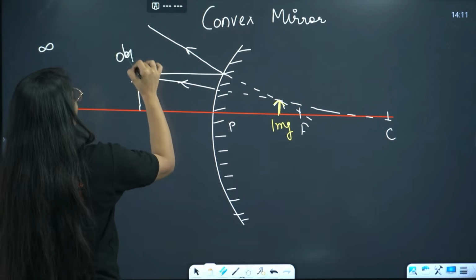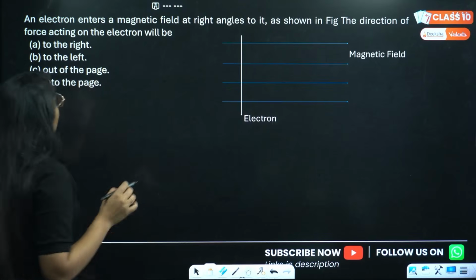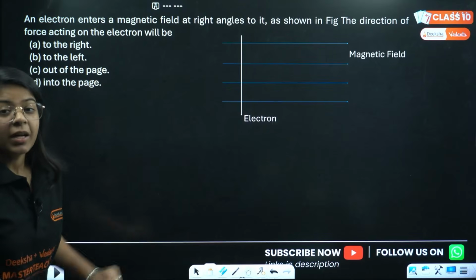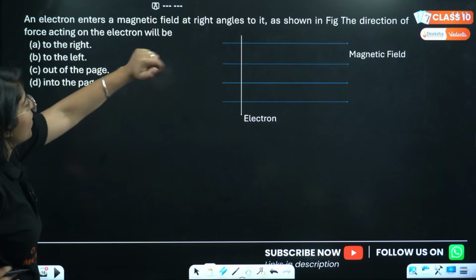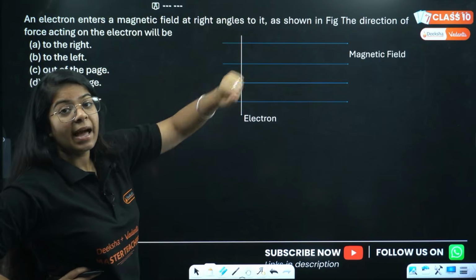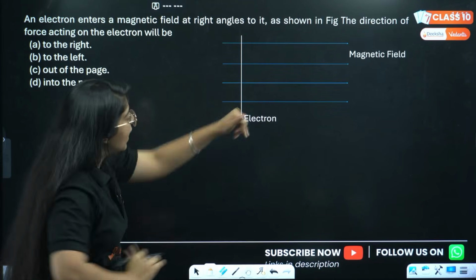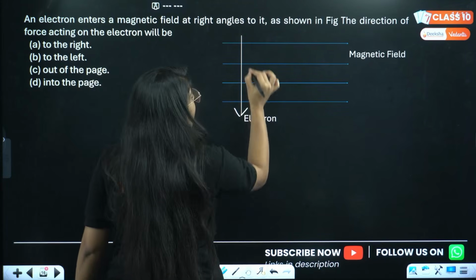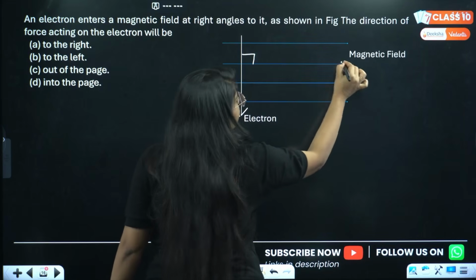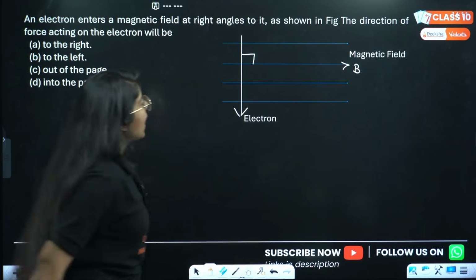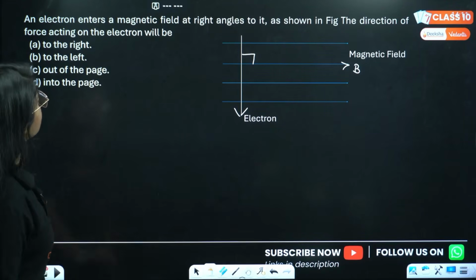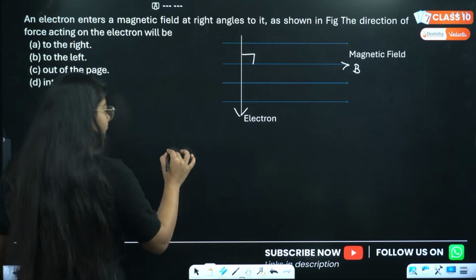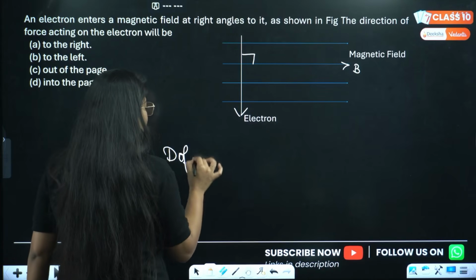Okay, let's move on to the next question. Our next question says, another chapter, an electron enters a magnetic field at right angles to it. This is the magnetic field. As shown, the direction of force acting on the electron will be. We have to find the direction of force.